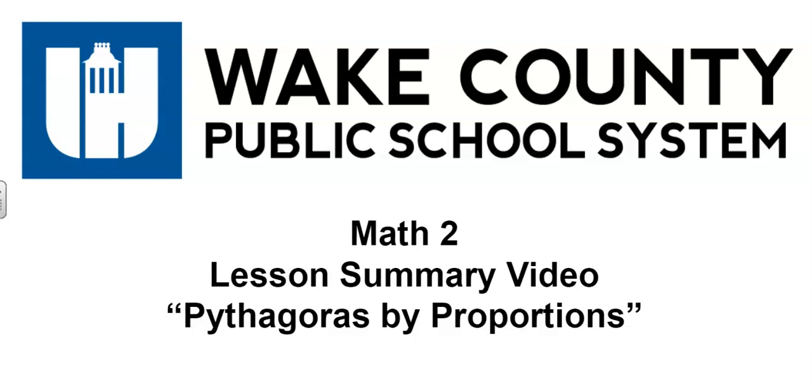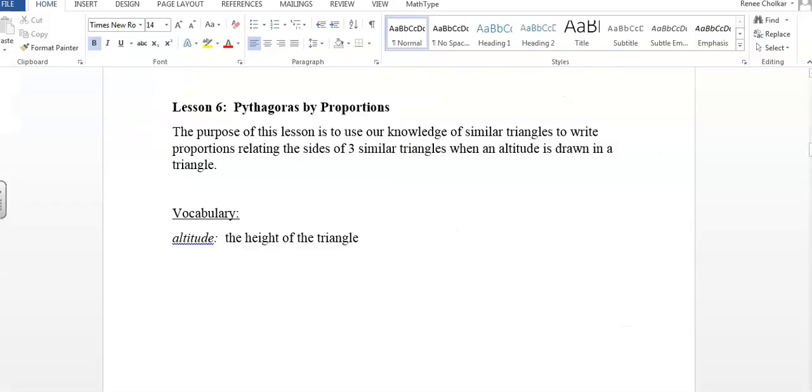This is a Math 2 lesson summary video for the lesson entitled Pythagoras by Proportions. In Lesson 6, Pythagoras by Proportions, the purpose of this lesson is to use our knowledge of similar triangles to write proportions relating the sides of three similar triangles when an altitude is drawn in the triangle.